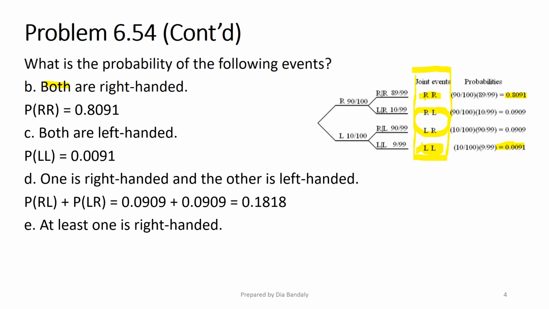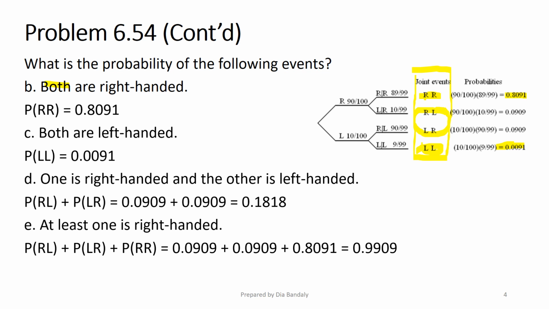And finally, at least one is right-handed. What does it mean, at least one? It means it can be either one or two, which means we now have three events that satisfy this condition. Either the first one was right-handed and the second was left-handed, so I have at least one right. Also the event where the first one selected was left-handed and the second right-handed, so I have at least one right-handed. And also we have the event where both are right-handed, which satisfies that at least one is right-handed. So this is a union rule. We sum up their probabilities and we find this to be 0.99, which is very high because the probability of right-handed is 90% in the first place.